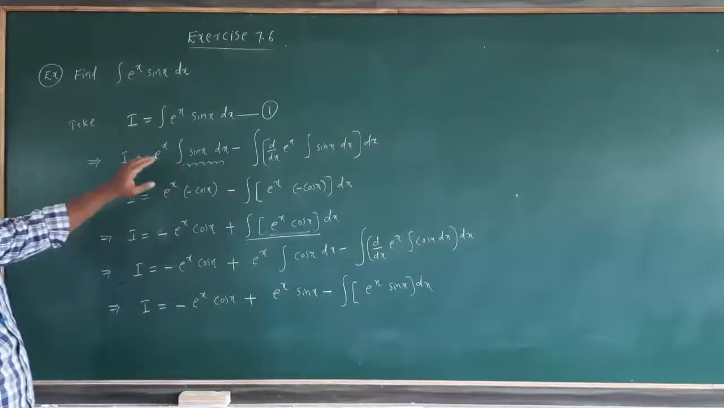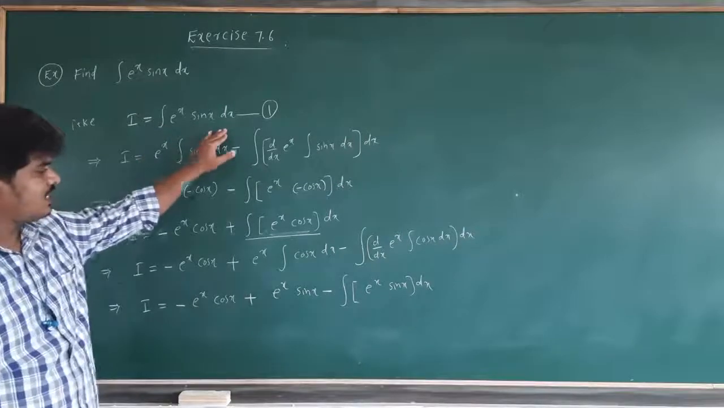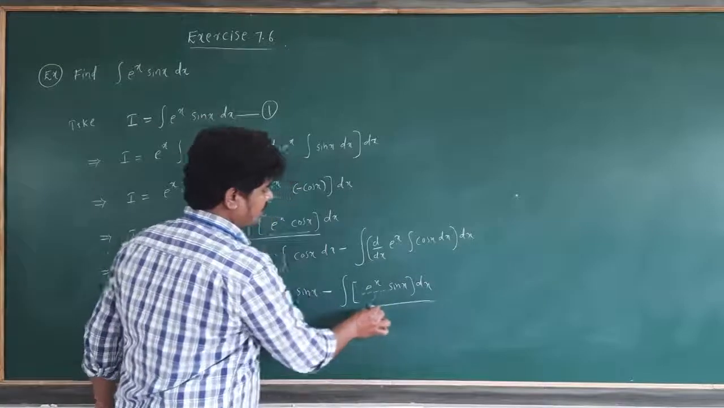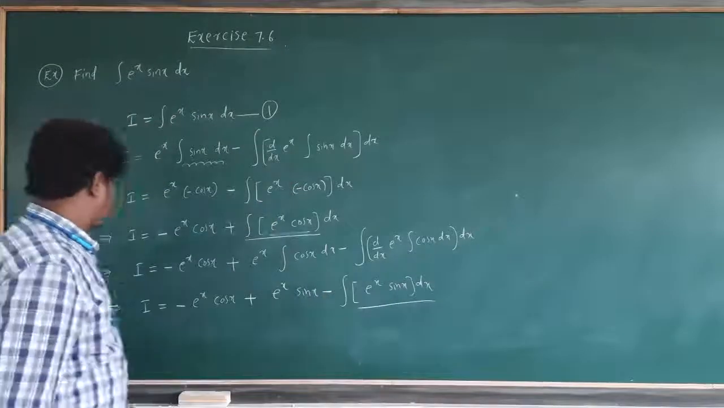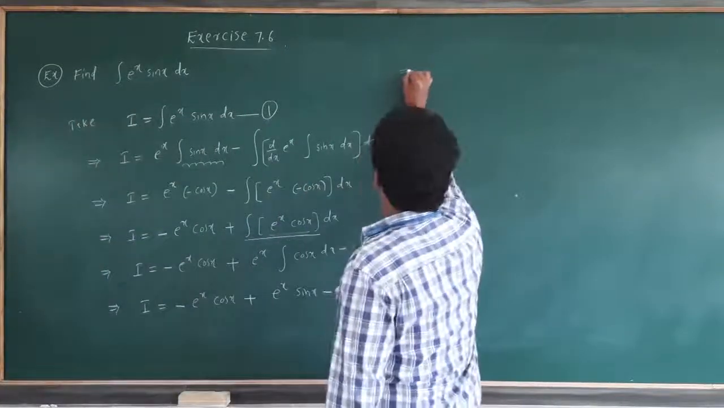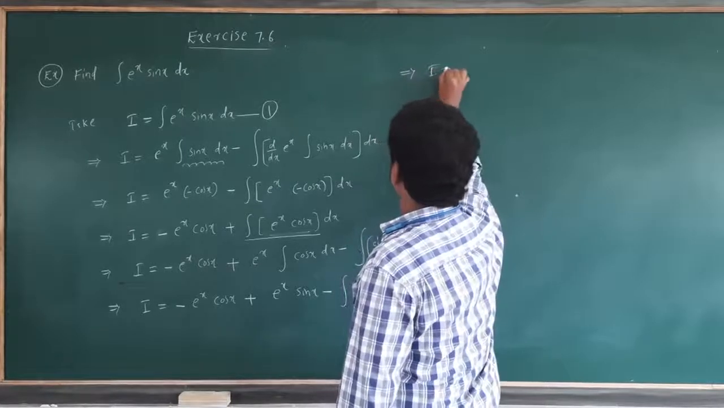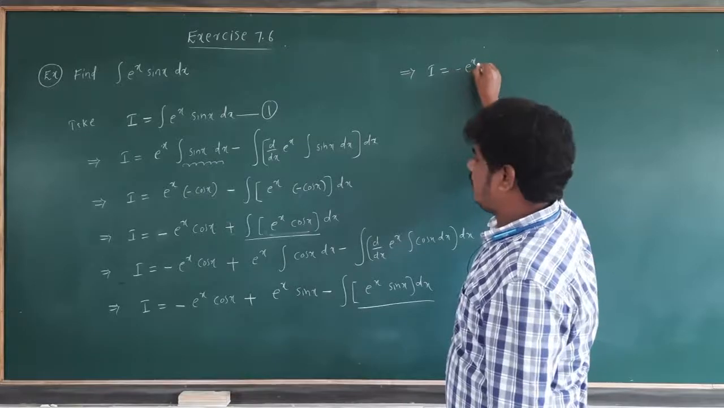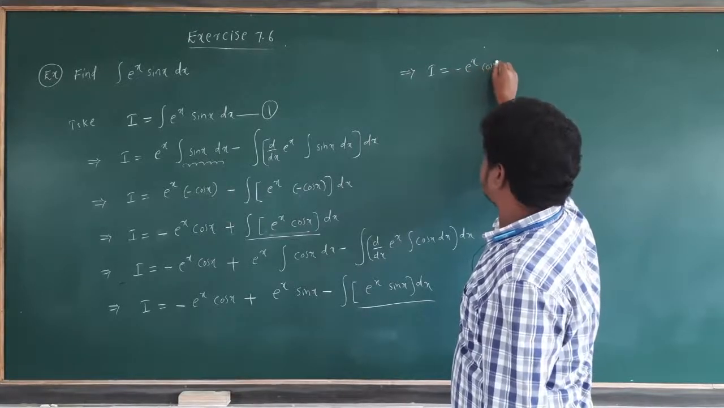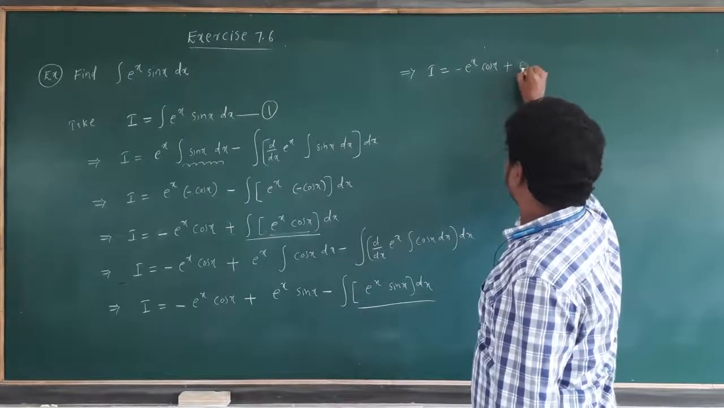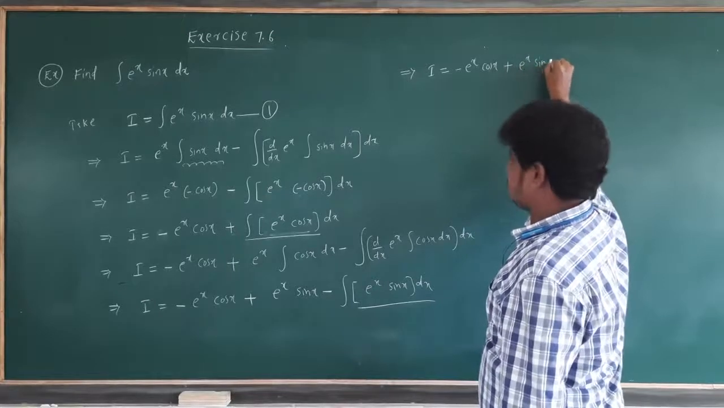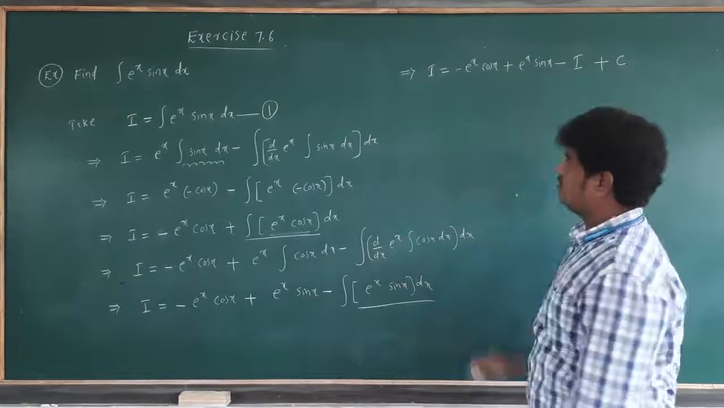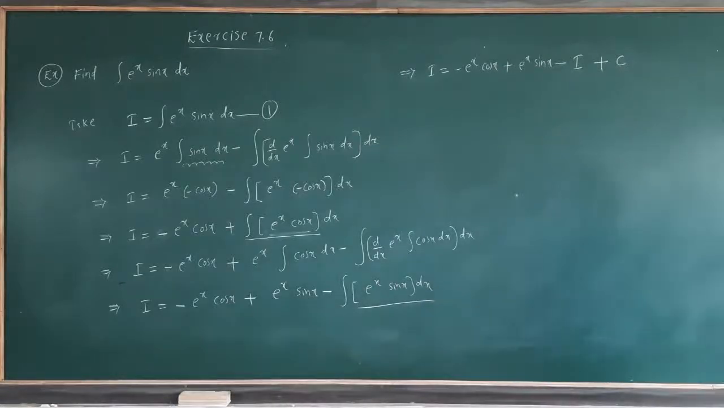From this, integral of e power x sin x dx can be replaced with I. So I is equal to minus e power x cos x plus e power x sin x minus I. We should take plus c, that is the constant of integration.